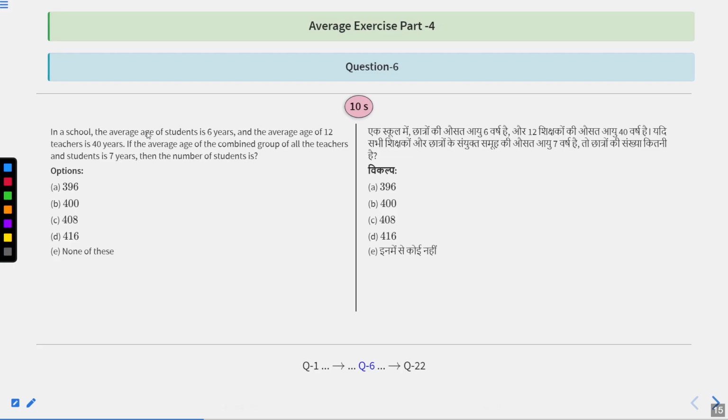In a school, the average age of a student is 6 years and the average age of 12 teachers is 40 years. If the average age of the combined group of all the teachers and students is 7 years, then the number of students is? You have 5 options and 10 seconds to analyze the question. Your time starts now.